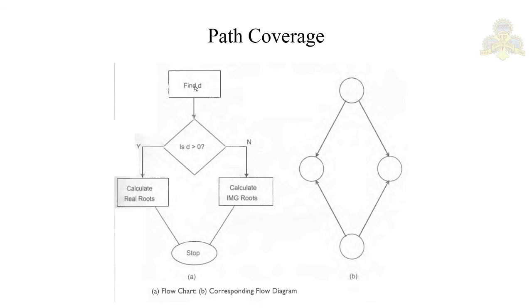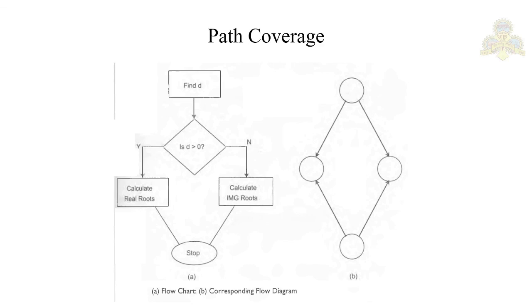You want to find D, right? This is for a quadratic equation. Whenever D is greater than 0, it is a real root, one path. If it is less than 0, it is the other path. So two paths are there. To calculate path coverage also we have a formula: number of paths executed divided by the total number of paths we have calculated, into 100.